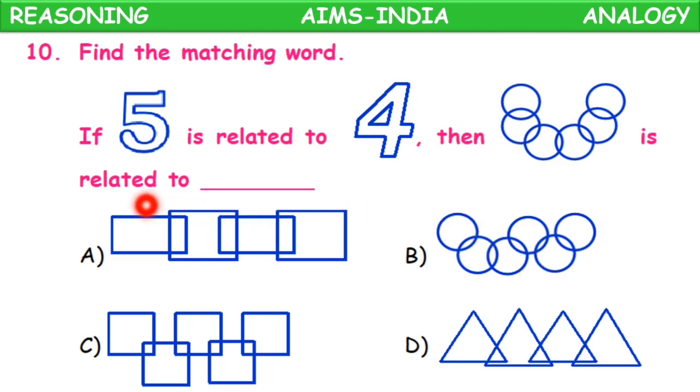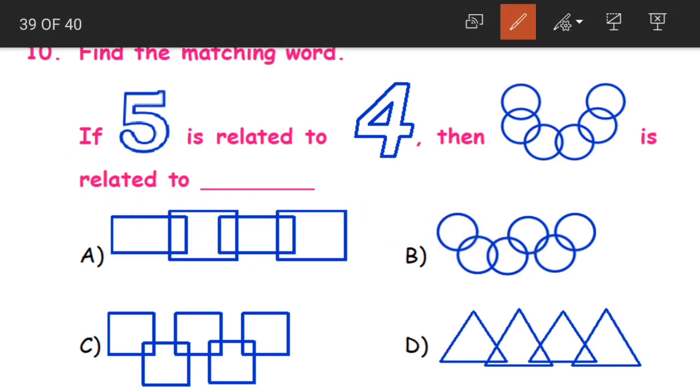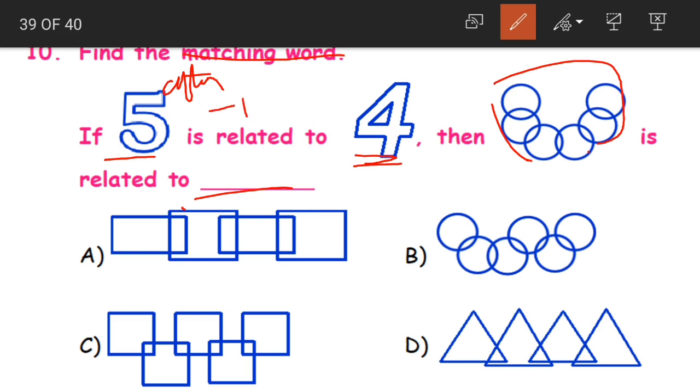Next, the last question for today. Find the missing figure. Again, if 5 is related to 4, then this is related to dash. Now what is the relation between 5 and 4? 5 comes after 4. Yes, or 5 minus 1 is equal to 4. So this is the relation between our first pair.